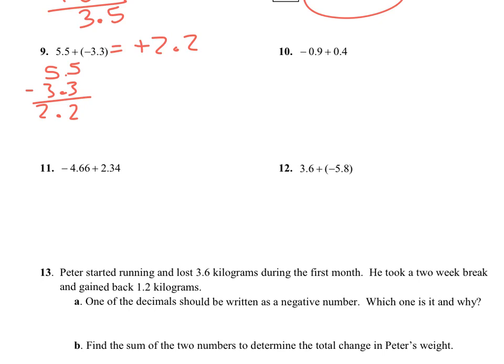Number 10. We've got negative 0.9 plus 0.4. I've got a negative plus a positive, so let's determine what my answer is. What number is bigger, 0.9 or 0.4? Let's think about it this way. If I have 90 cents and my wife has 40 cents, who has more money, me or my wife? Obviously I do. So my answer has to be negative. Now, since the signs are different, I subtract the numbers. So let's take the larger number, 0.9, and subtract the smaller number, 0.4.